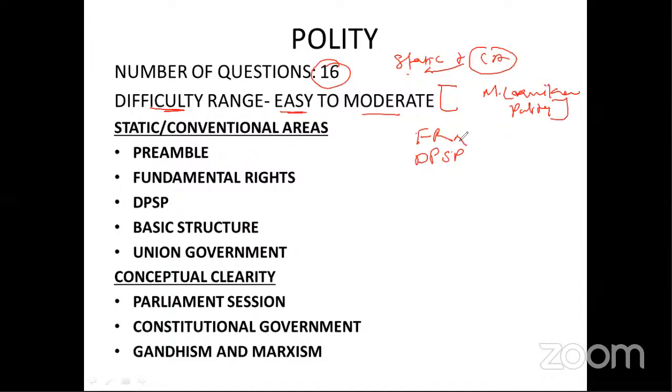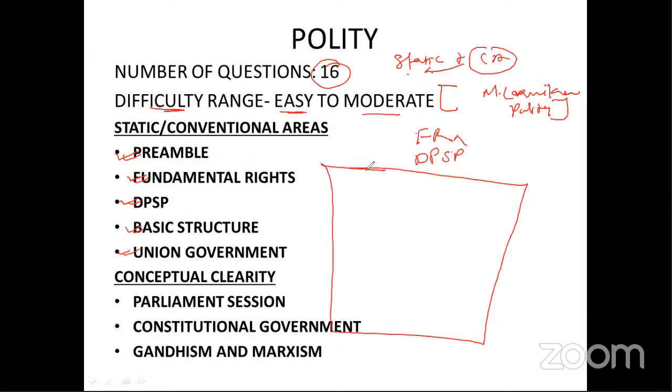Okay, so static plus current affairs, both will help you solve questions in your UPSC prelims exam. Now you see, questions are asked from the static and conventional areas. There was a question from the preamble, fundamental rights, DPSP, basic structure, union government. Whether you are going to appear this year or next year, always remember these topics.